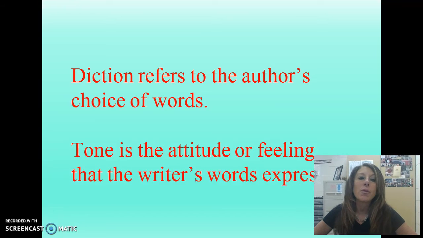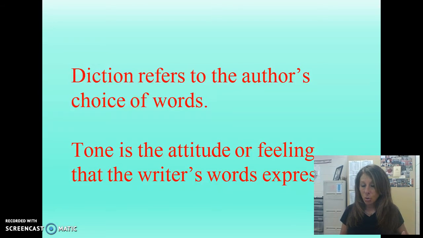First of all, diction refers to the author's choice of words. And tone is the attitude or feeling that the writer's words express. So let me be really clear on that. Diction has to do with the author's choice of words, the words that he or she is choosing to put into the story or the poem or whatever it is you're reading.